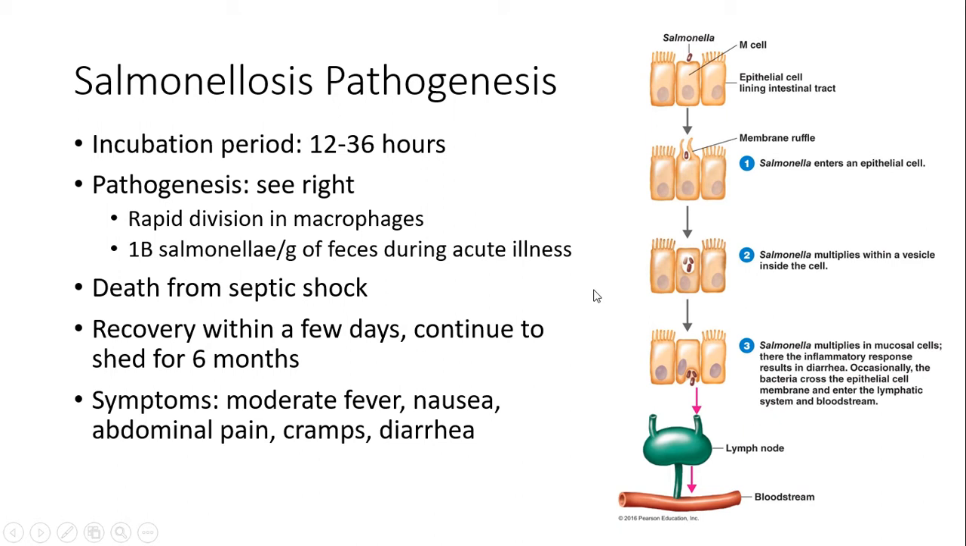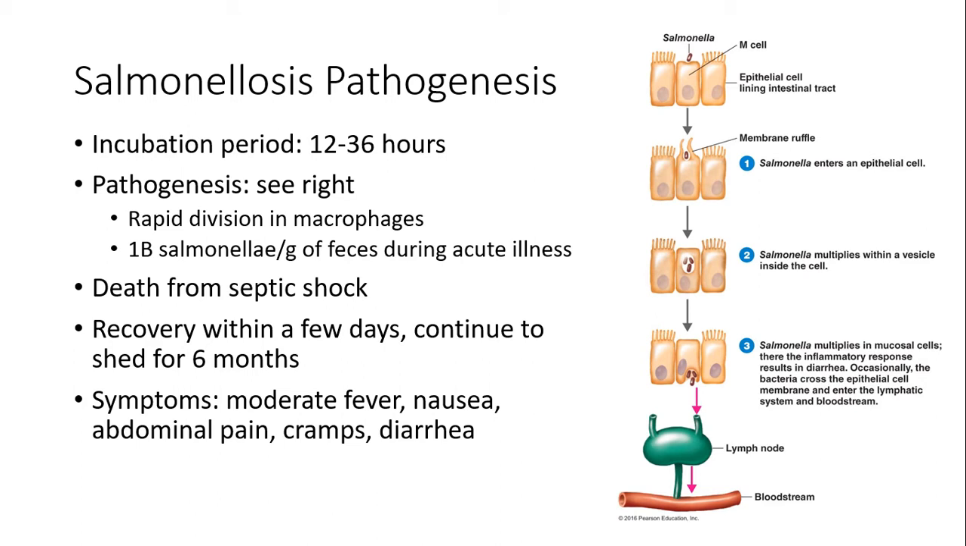So it's going to have really rapid division inside of macrophages. It does well there. It survives phagocytosis. And so when a person is actually ill with this, they'll have 1 billion cells of Salmonella per gram of feces during acute illness. And when a person is having diarrhea, that's messy, right? That's a messy process. And so that gets everywhere, and it's hard to keep things clean, which really favors Salmonella because it allows it to transmit to others a whole lot easier than it might otherwise.